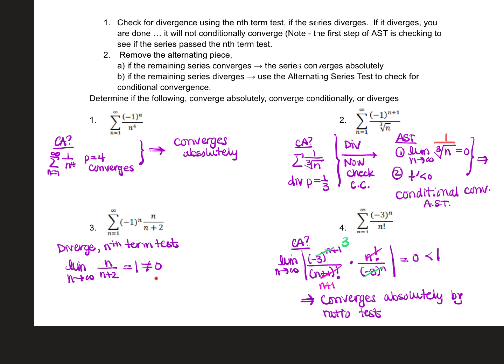Here, you see how it diverges? By nth term test, do not go on. Here, looking at this, I'm not even exactly sure what it would do. I see that factor on the bottom, so I'm expecting converge. So we're going to go for convergent absolutely by ratio.